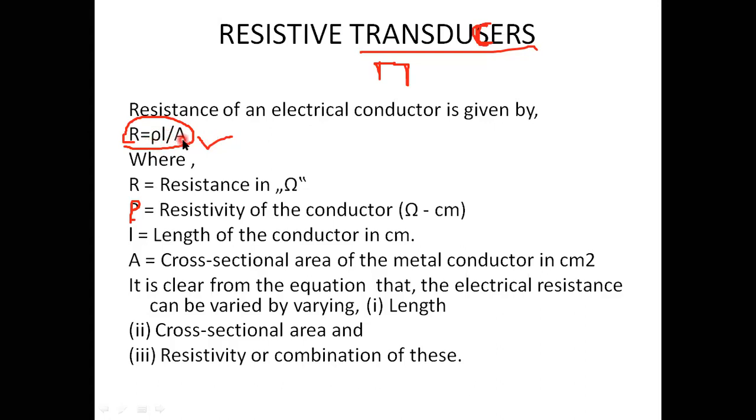So rho L by A. Rho here is resistivity, L length of the semiconductor, A cross-sectional area. Generally, rho doesn't vary. For a given material, rho is a constant. Okay, but in some cases, rho may vary. The first condition is if the material is contaminated, then rho varies, right? The value of rho varies in accordance with contamination.